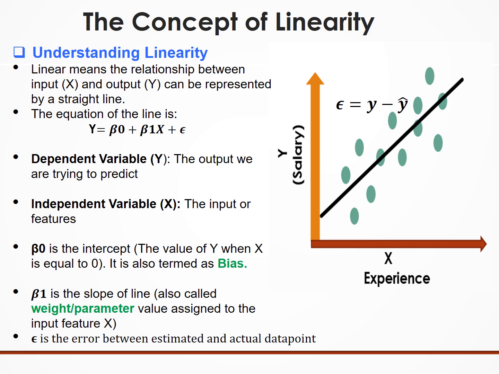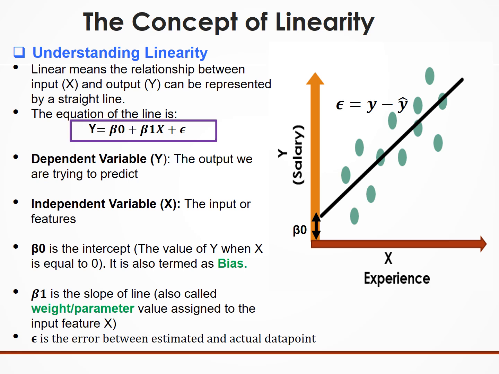Now let's dig a bit deeper into what we mean by linear in linear regression. When we say something is linear, we mean that the relationship between the input, which is x, and the output, which is y, can be represented by a straight line. The equation for linear regression with one input feature is y equals b0 plus b1x plus e. What do all these variables mean?